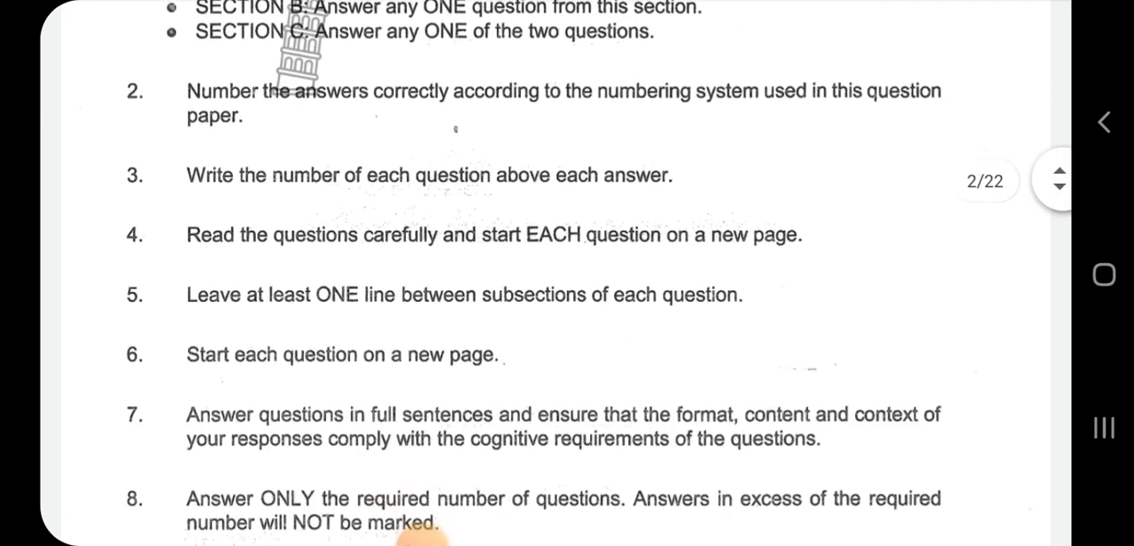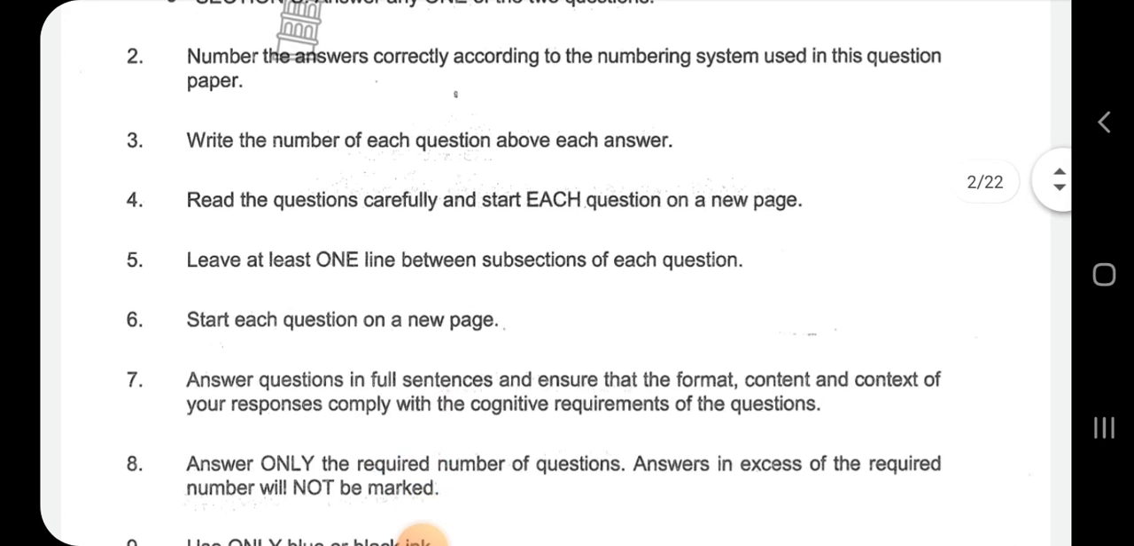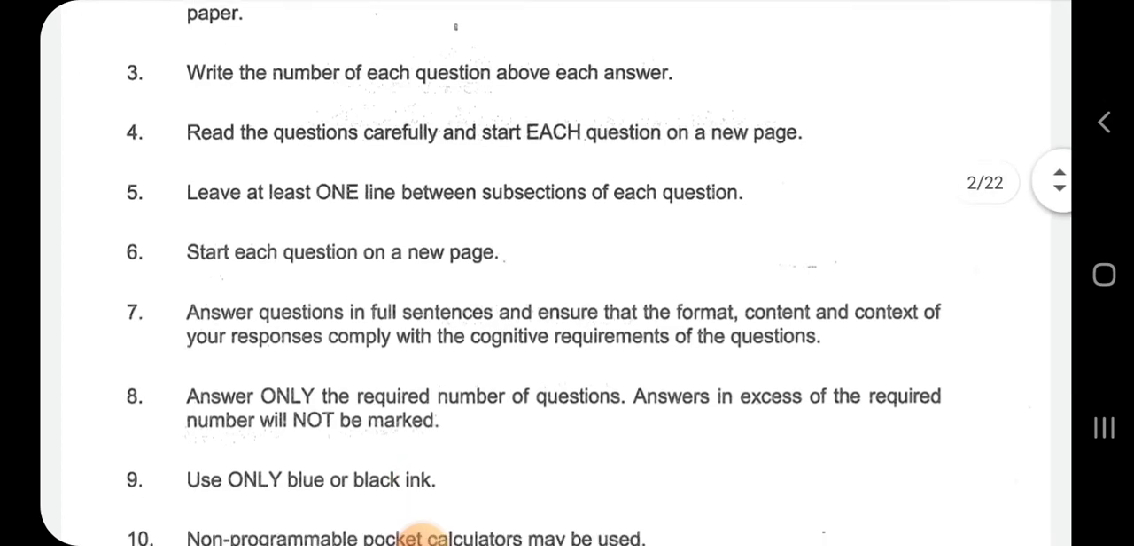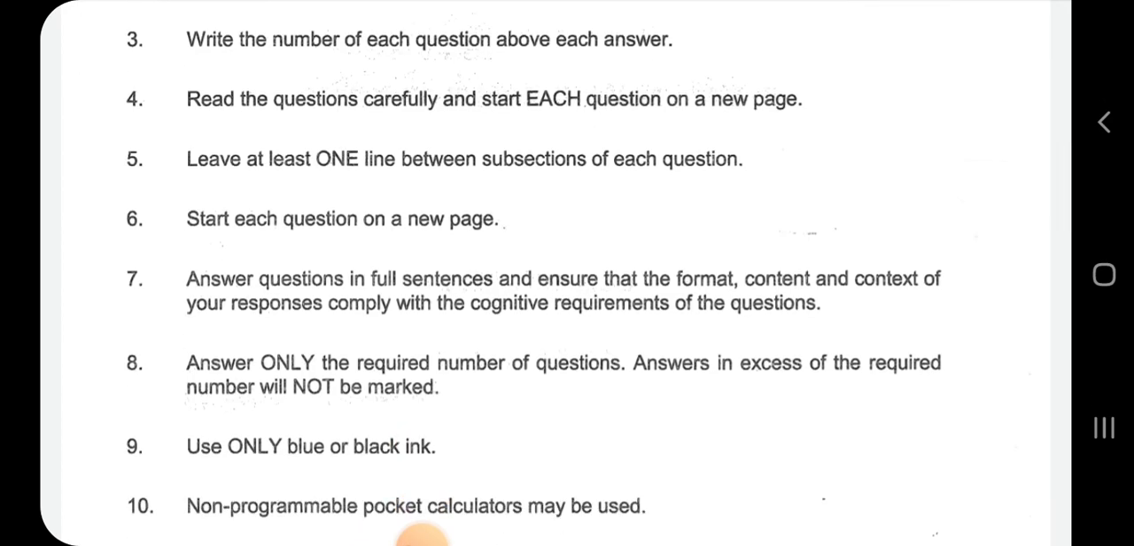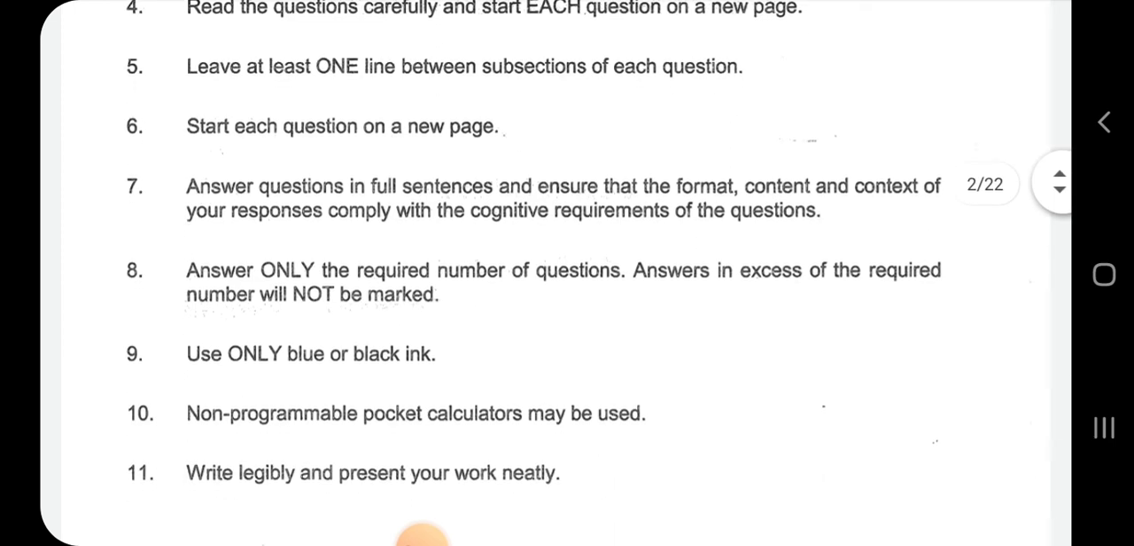Okay. Number the answers correctly according to the numbering system used in this question paper. So number the question that you had answered correctly. Write the number of each question above each answer. Write the question carefully and start each question on a new page. So question 1 should have its own page, question 2 its own page when you answer. Leave at least 1 line between subsections of each question, and then start each question on a new page.